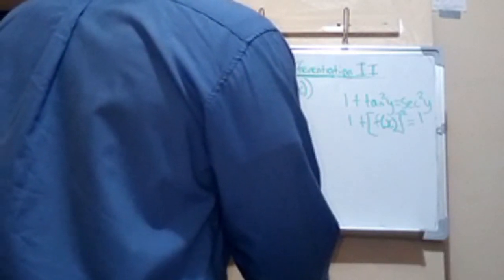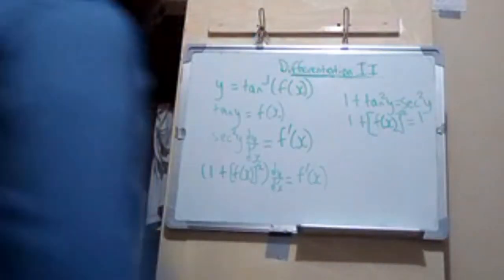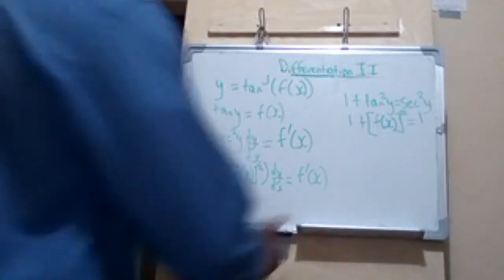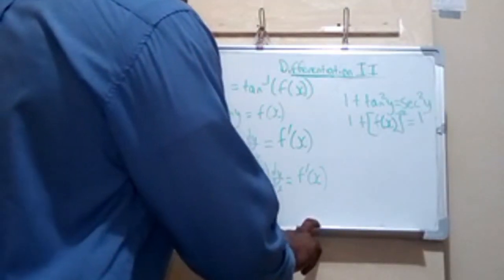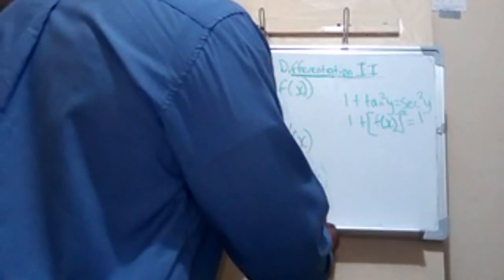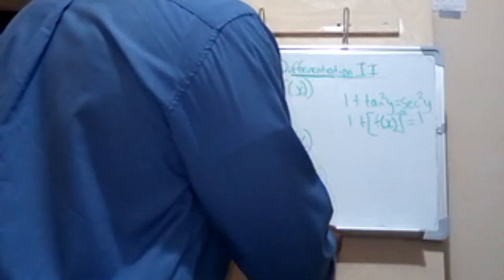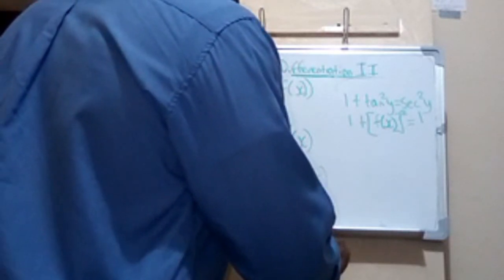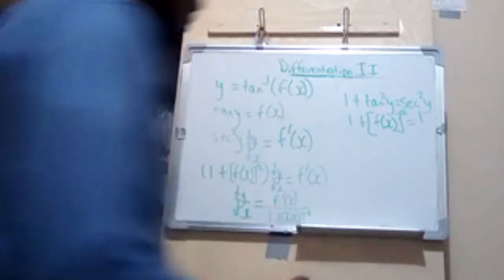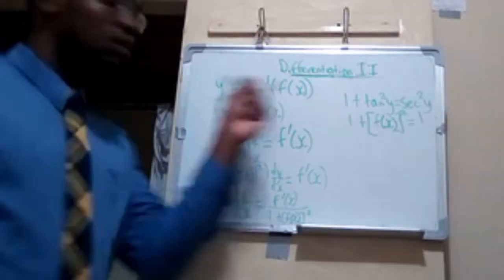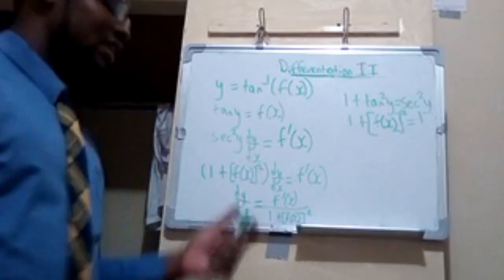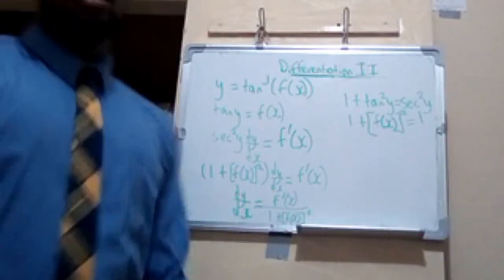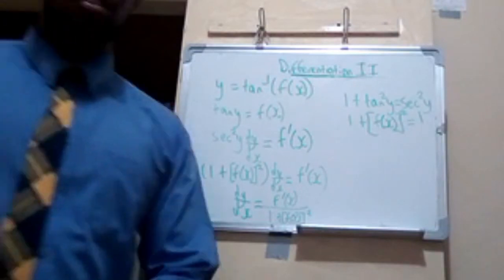1 plus f of x all square times dy by dx is equal to f prime of x. So we can divide through by 1 plus f of x all square to get dy by dx is equal to f prime of x divided by 1 plus f of x all square. So that's dy by dx. So if y is equal to tan inverse f of x, then dy by dx is f prime of x over 1 plus f of x all square.